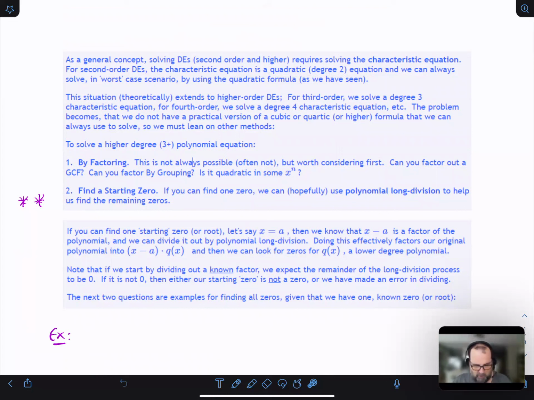So how does this work theoretically for higher degree? These are some of the tricks that we can try. Number one is, can we solve by factoring? Just because it's not quadratic doesn't mean it doesn't factor.